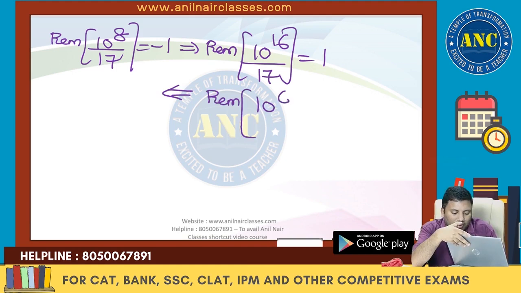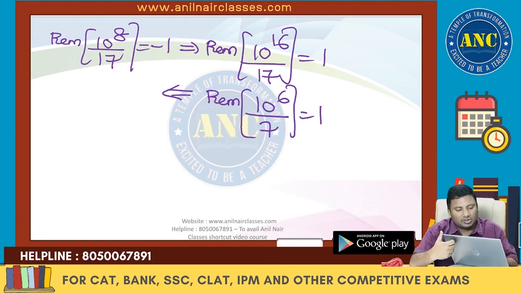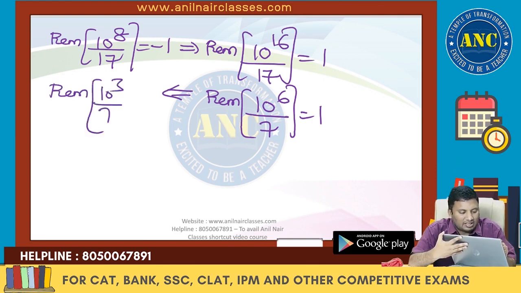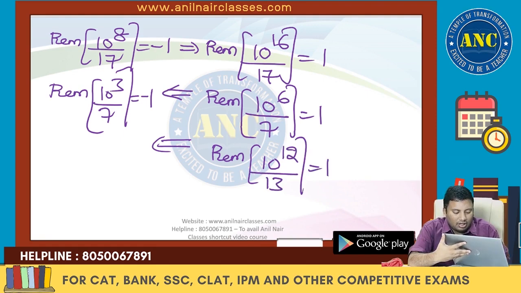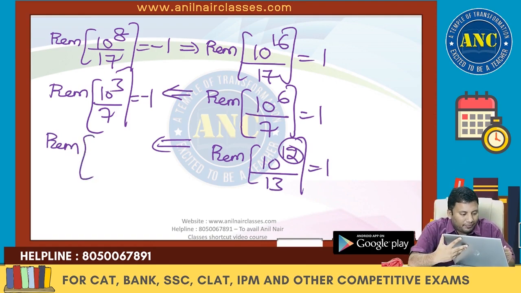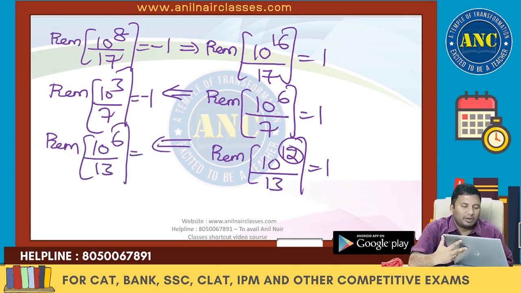Remainder 1: 10 power 6 divided by 7 is 1. If I take half, 10 cube divided by 7, I got minus 1. I hope it is clear. Suppose 10 power 12 divided by 13 is 1. Now, if it is 12, then 10 power 6 divided by 13 behaves the same way. I hope it is clear, right?